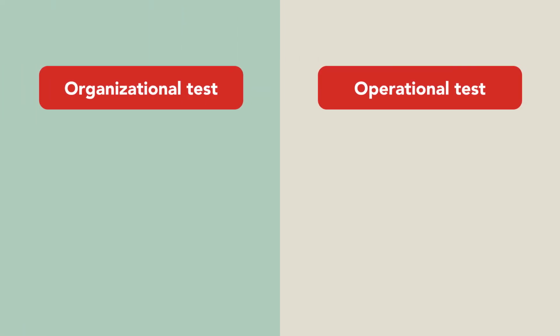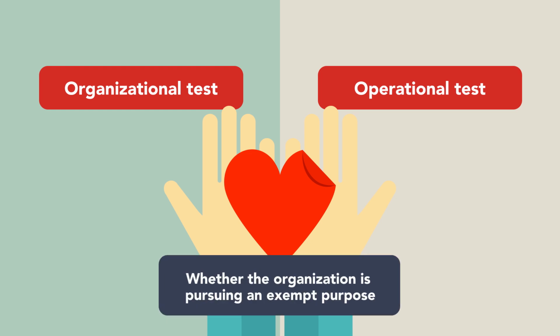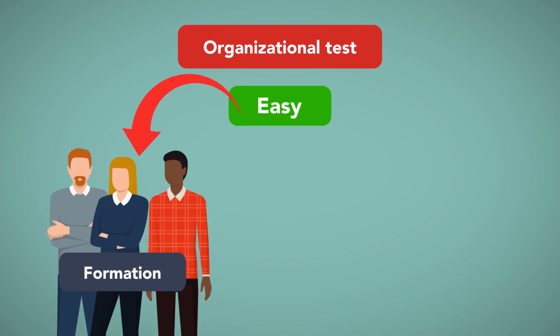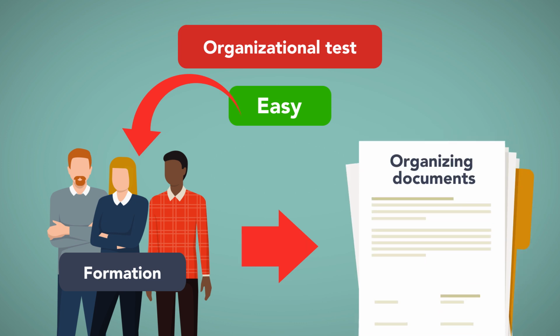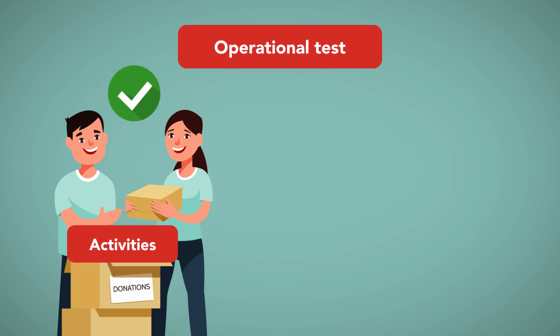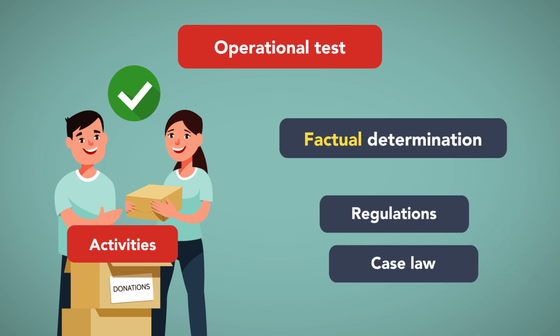The organizational and operational tests provide the procedure for determining whether the organization is pursuing an exempt purpose. The organizational test is easy to satisfy, as it applies primarily to the organization's formation and determines whether the organization's stated purposes and powers in its organizing documents are in keeping with the code and regulations. The operational test, on the other hand, focuses on the organization's activities to determine whether it is, in fact, fulfilling its stated purposes. The determination is a factual one, with regulations and case law providing guidance in making the determination.